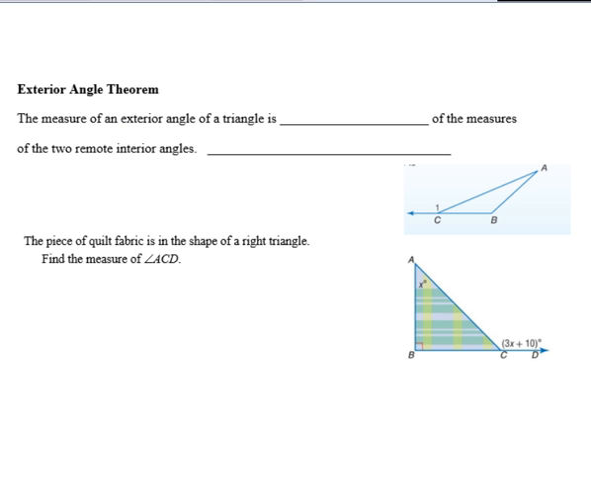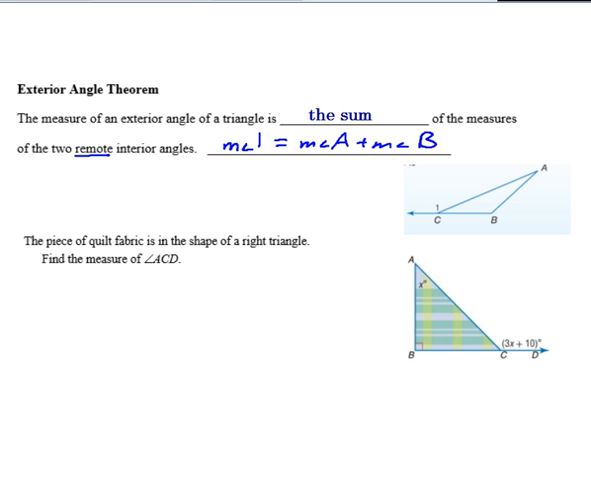And then the last thing we're going to talk about here today is the exterior angle theorem. What the exterior angle theorem states is that the measure of an exterior angle of a triangle is the sum of the measures of the two remote interior angles. And essentially, according to this little diagram here, that would be the measure of angle 1 is equal to the measure of angle A plus the measure of angle B.